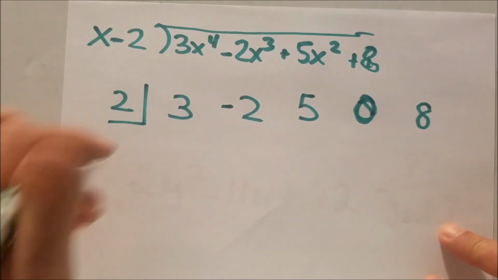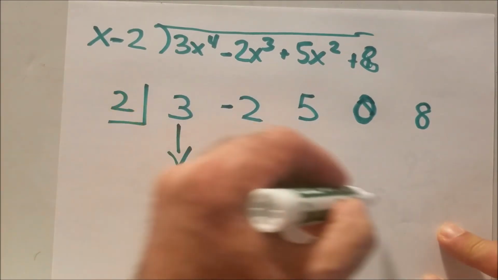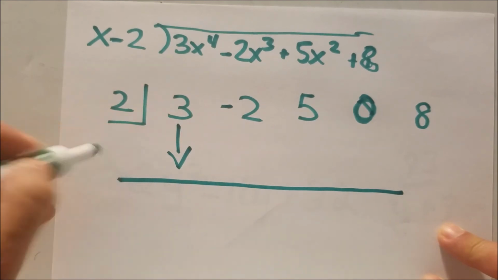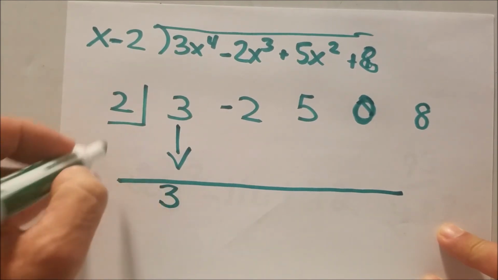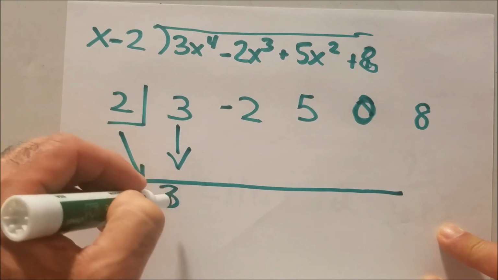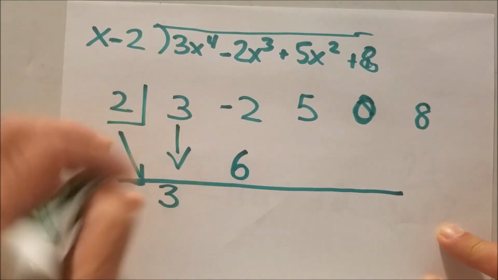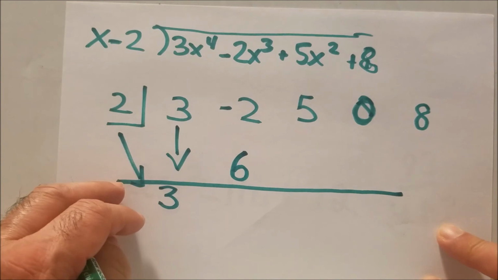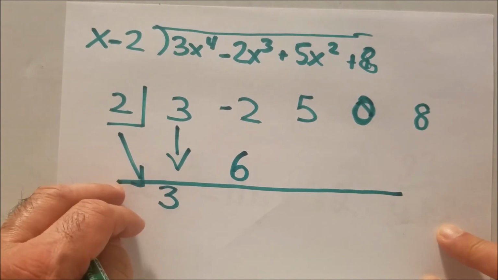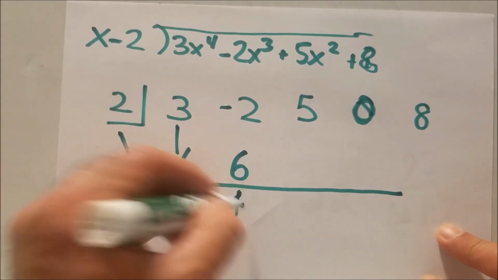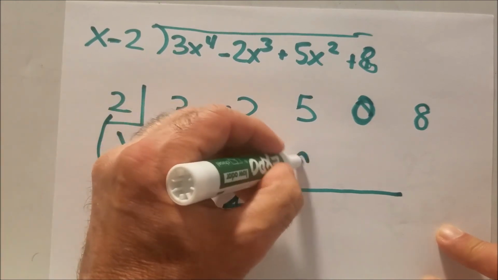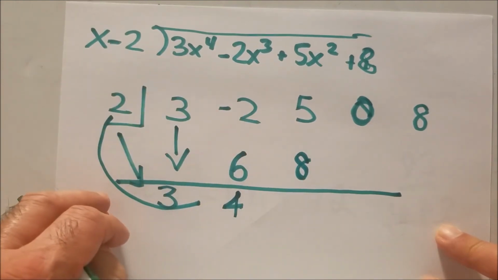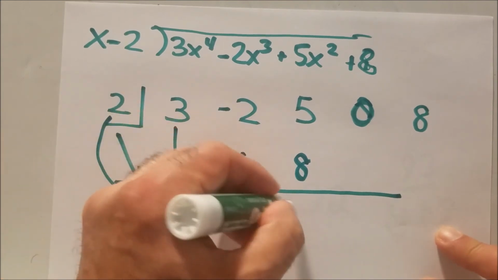Okay, so we're going to bring down the 3. We'll do that first. Make our line as straight as we can. Doesn't matter. We're going to just bring down the 3. And then we'll multiply. 2 times 3 is 6. Bring it up. There's our 6. And then we add. When you add, you'll get a 4. And then we'll multiply that, and we'll get an 8. And when you add that, you'll get a 13.